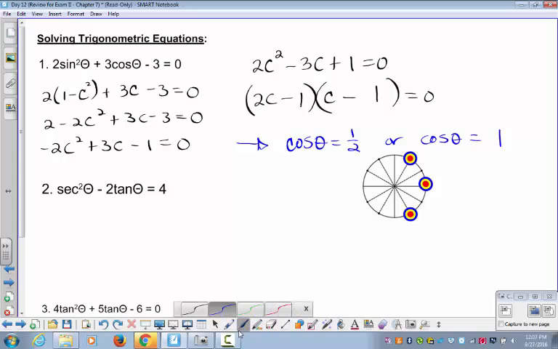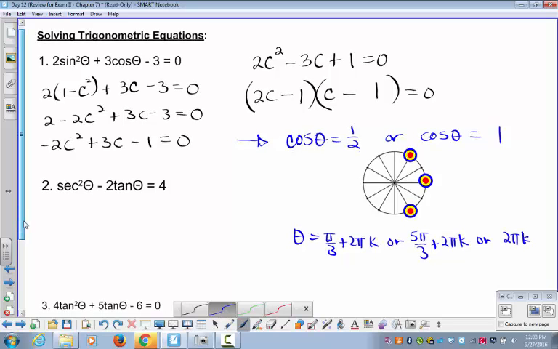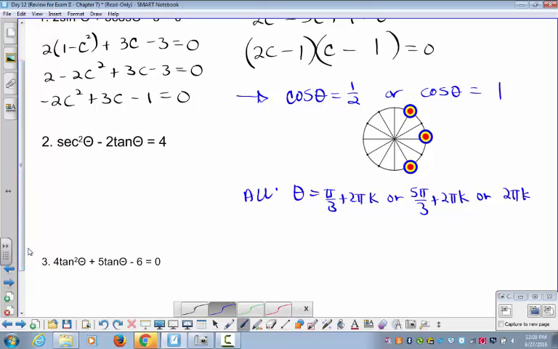All right, so our answers then are theta equals pi over 3 plus 2 pi k, or down here is 5 pi over 3 plus 2 pi k. And what about that one right there? How do we call that one? 2 pi k? Right. So that would be all solutions right there. And if we went 0 to 2 pi only, there we would get just the solutions that we see.